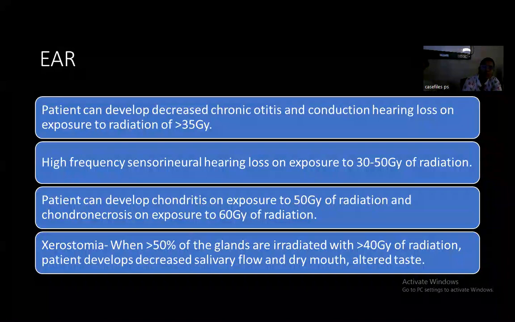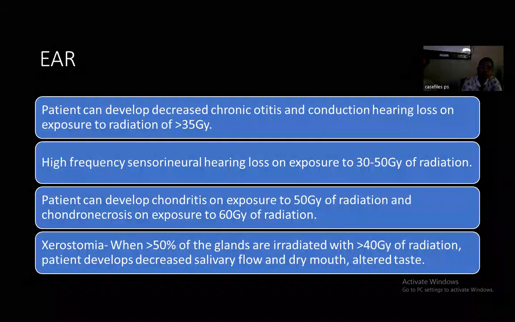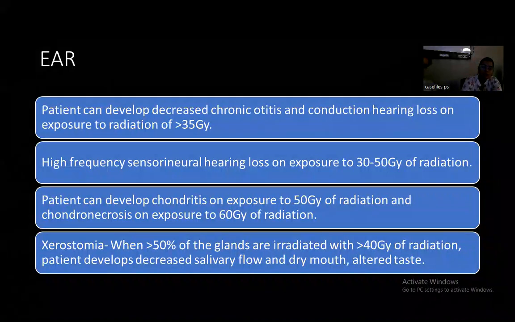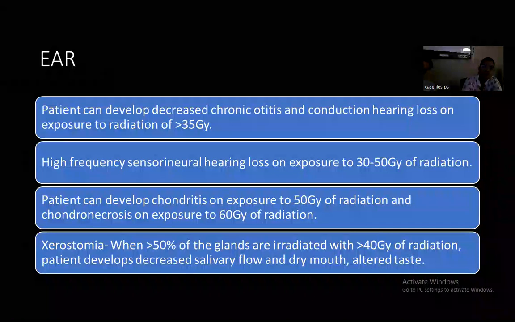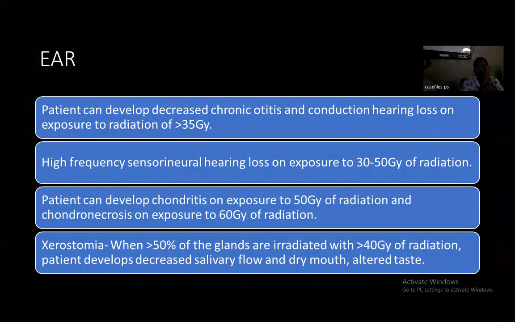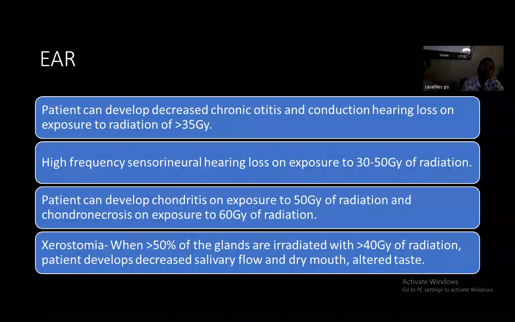Next is the ear. Patients can develop chronic otitis and conduction hearing loss on exposure to radiation of more than 35 gray. High frequency sensorineural hearing loss occurs on exposure to 30 to 50 gray of radiation. Patients can develop chondritis on exposure to 50 gray of radiation, and chondronecrosis on exposure to 60 gray of radiation. Xerostomia, that is dry mouth, is usually seen when more than 50% of glands are irradiated with more than 40 gray of radiation. Patients usually develop decreased salivary flow and dry mouth with altered taste.